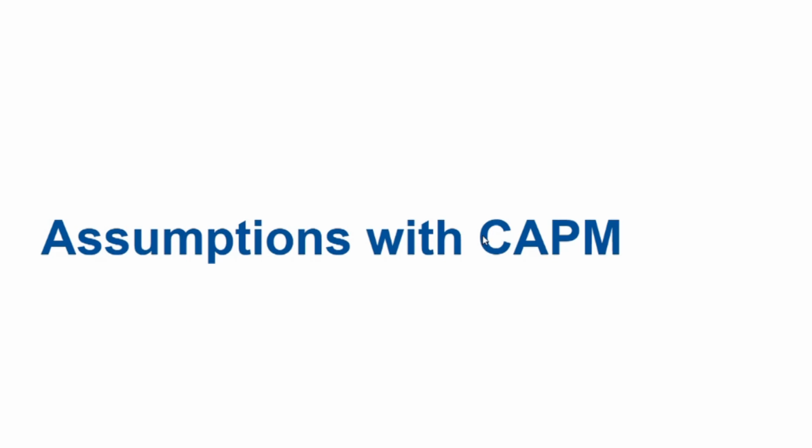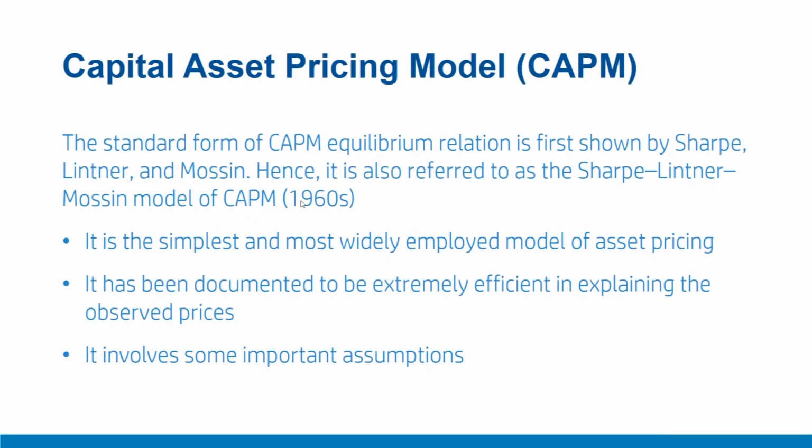Assumptions of CAPM. Application of the capital asset pricing model assumes certain assumptions that deviate from real-life behavior. In this video, we'll discuss some of those assumptions. The standard form of CAPM, or capital asset pricing model, in equilibrium relationship was first shown by Sharpe, Lintner, and Mossin. That is why it is also referred to as the Sharpe-Lintner-Mossin model of CAPM, and it was developed in the 1960s.